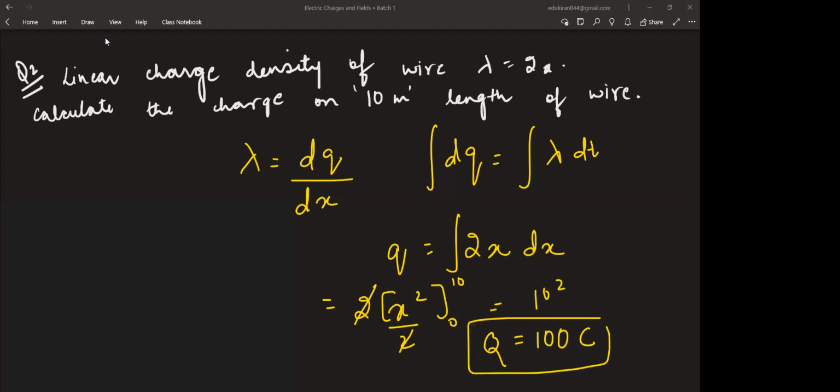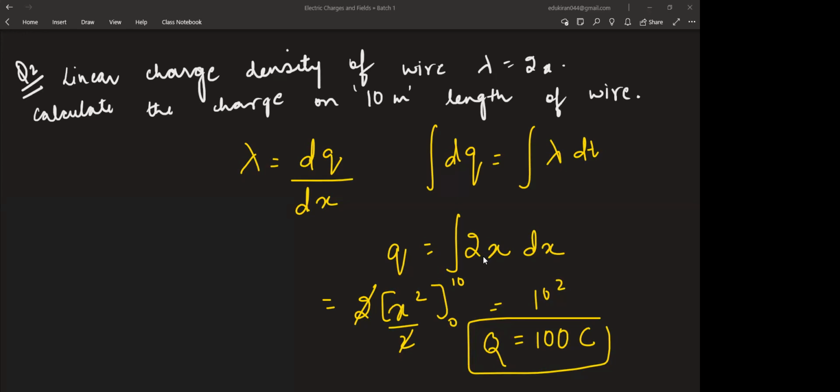I'm going to explain this question again, the integration part. This is the integral of 2x dx. What is the formula for integration? What is the generalized formula? Ma'am, we were not taught the basics of integration and differentiation in class 11th.